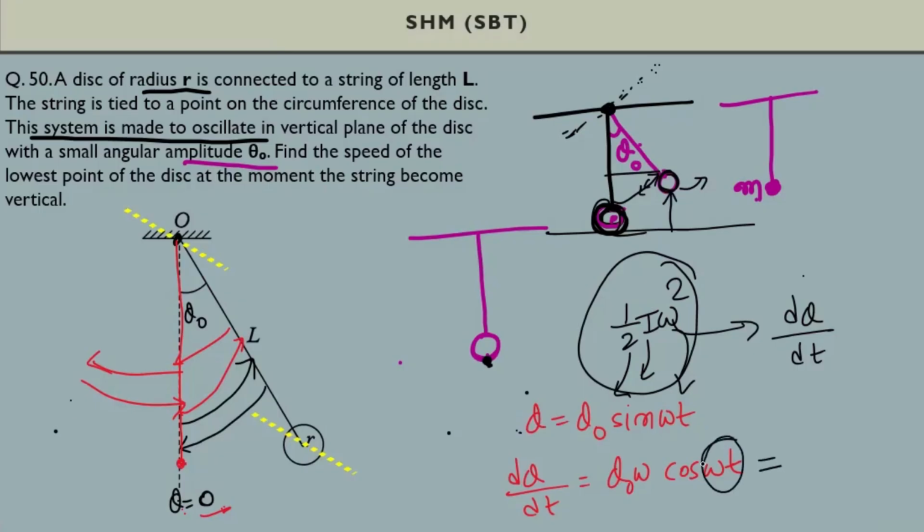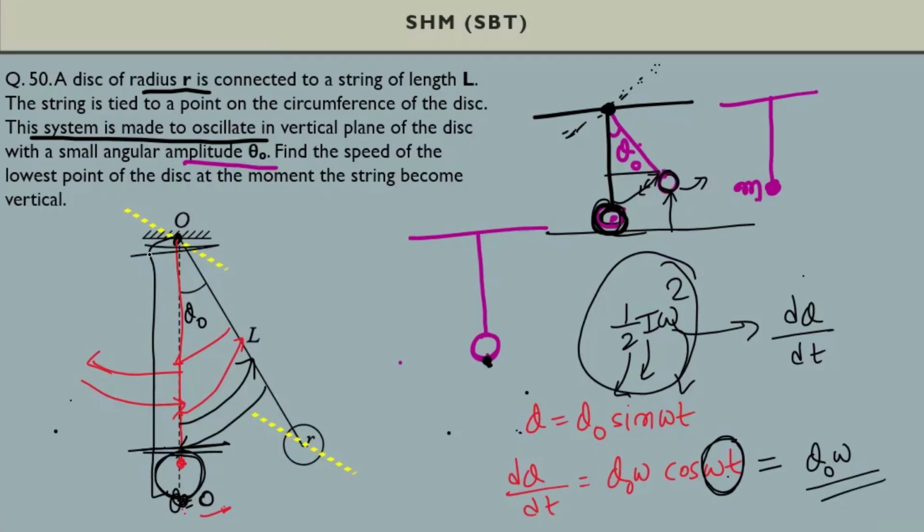Omega t, that is the angle over here, is 0 degree. So this will become theta naught omega, right? So this is theta naught omega at this point. So what will be the velocity at this lowest point? Look, the lowest point will be at what distance from the axis of rotation? This is in the question.